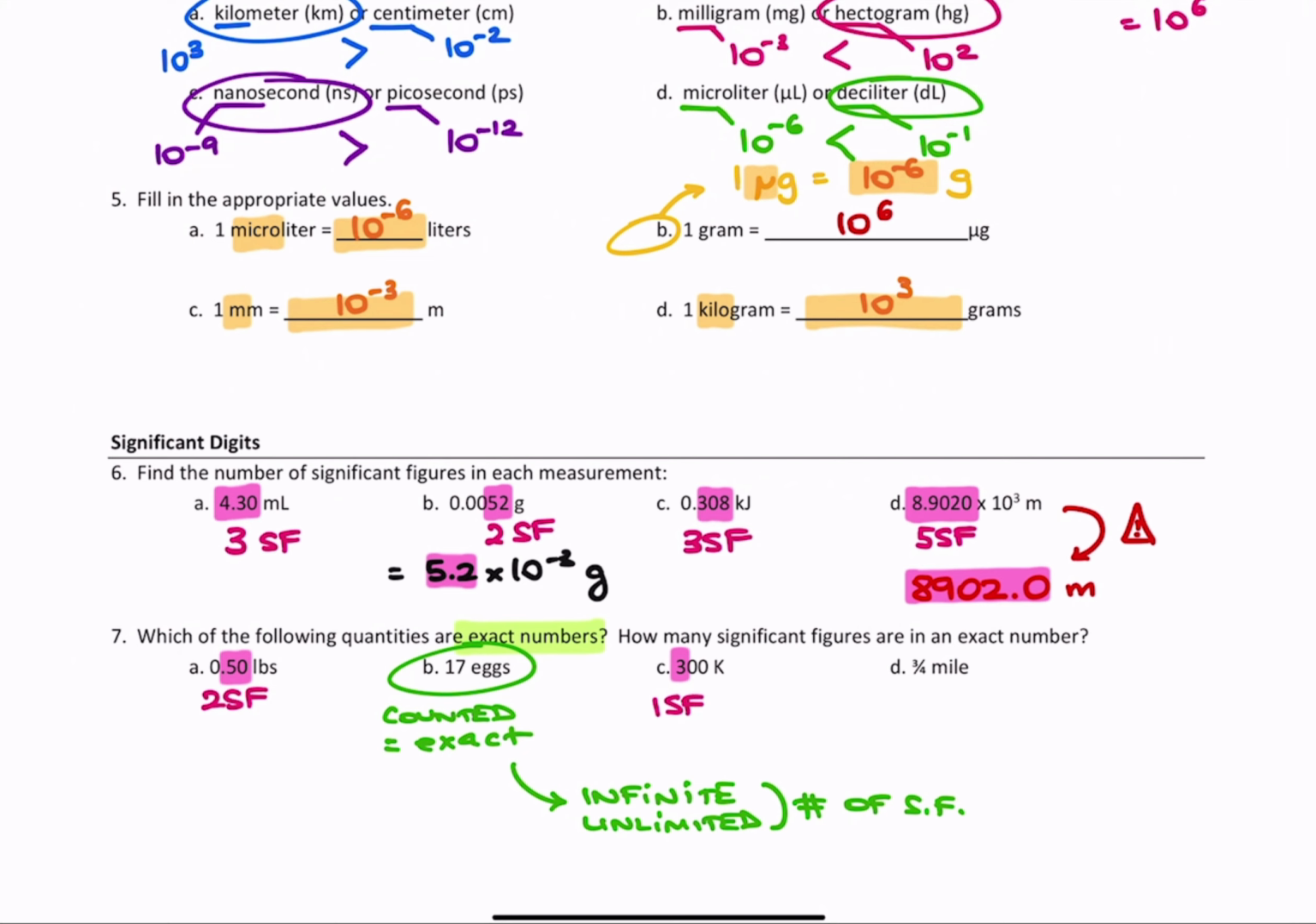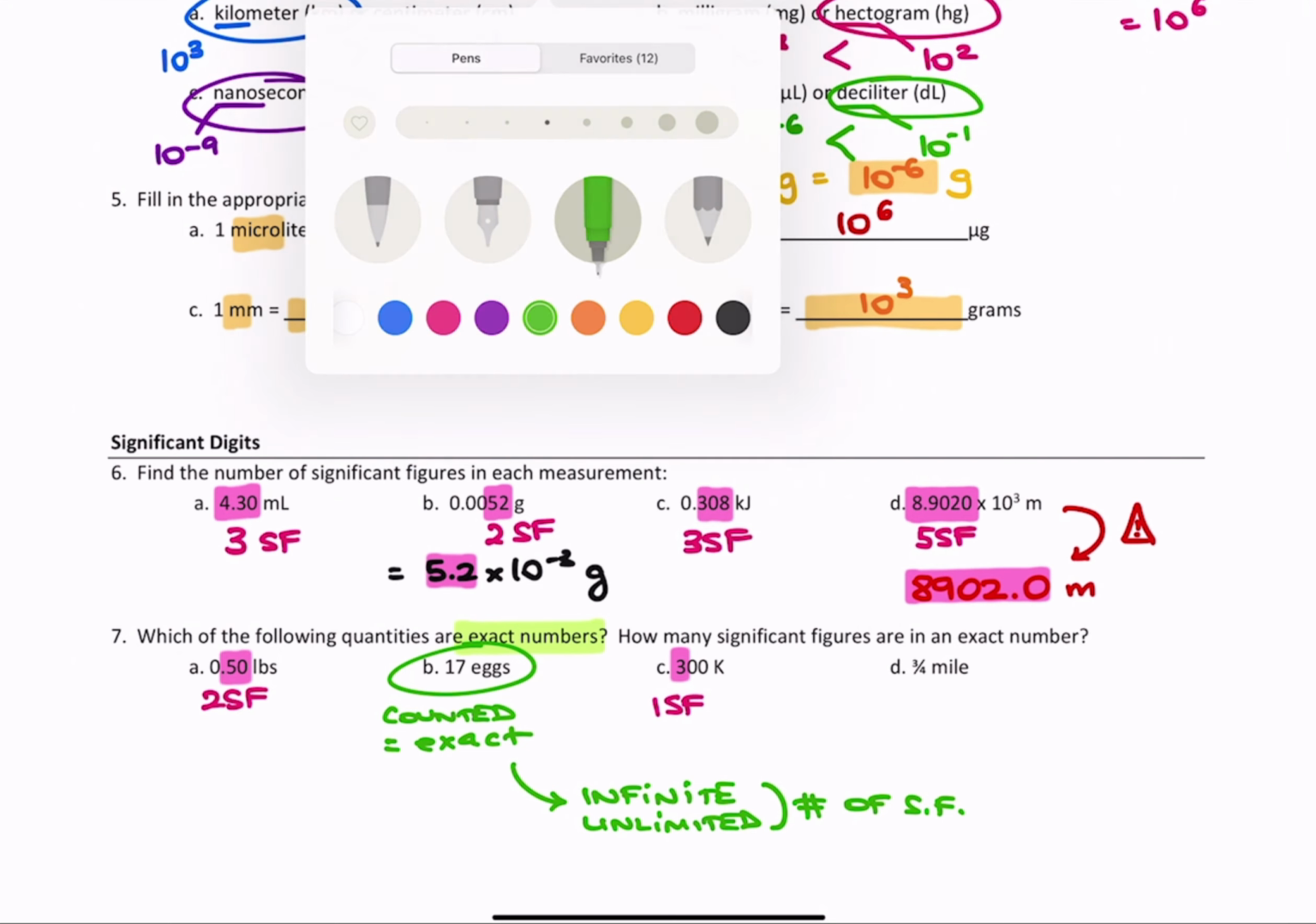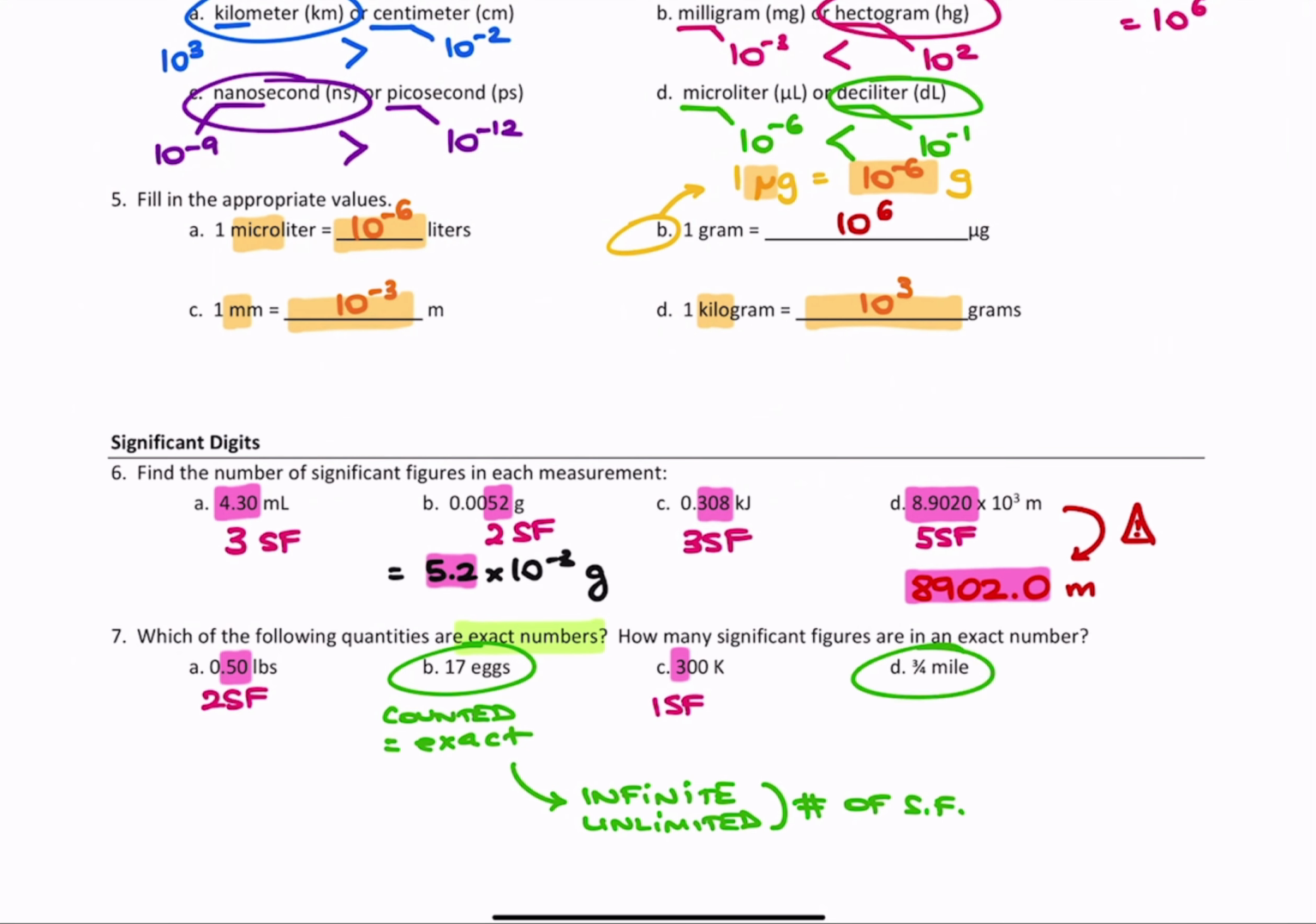3/4 of a mile. Fractions as well as counted numbers are exact numbers. So this number being a fraction is an exact number, and if this number is an exact number, it will have as well an infinite number of sig figs.